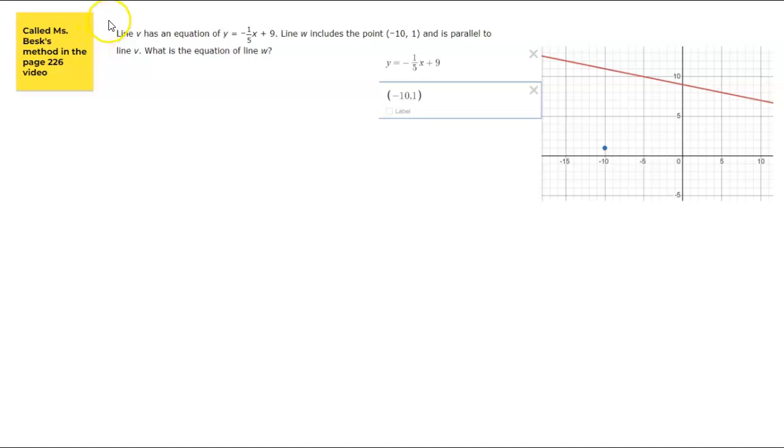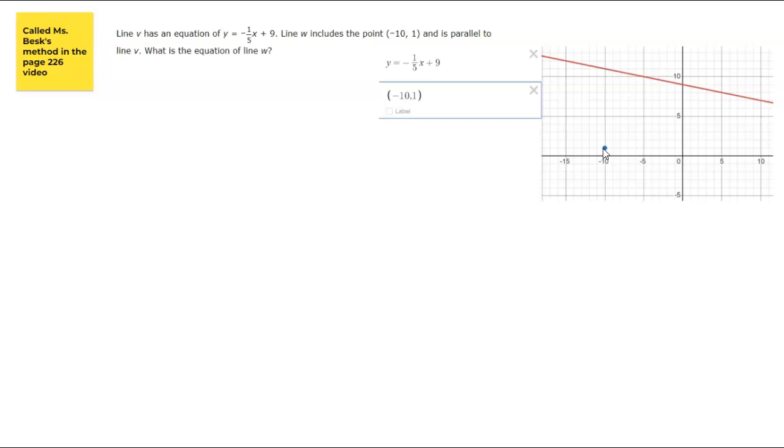We've gone over other ways of accomplishing this goal, but here is another way. So we have this red line, line V, and the equation is y equals -1/5 x plus 9. It's got a slope of -1/5, and it's got a y-intercept of 9. We're writing an equation of line W that goes through this point that shows on the graph, -10, 1.